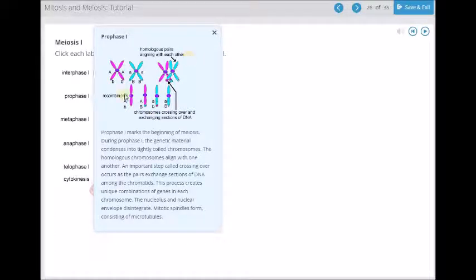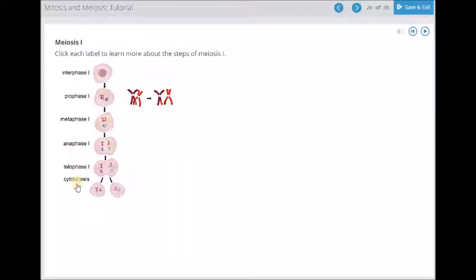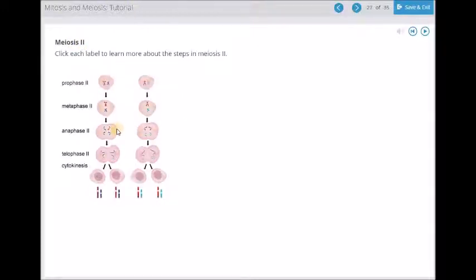Okay? But I do want you to click through the rest of these, and I want you to see what happens during each. This is meiosis 1. And this is meiosis 2.